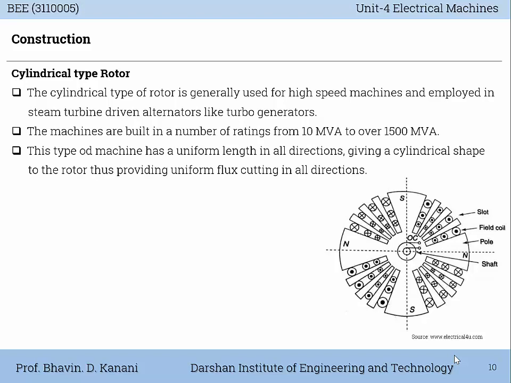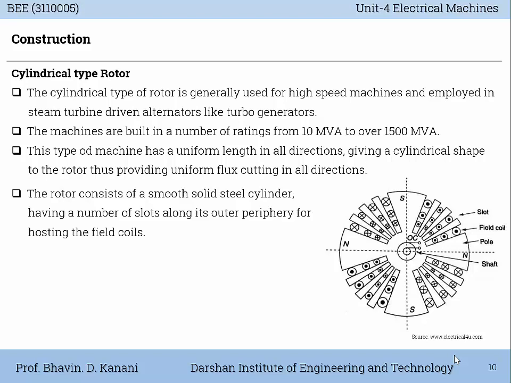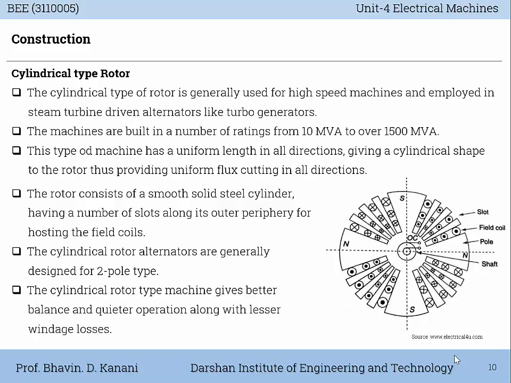This type of machine has a uniform length in all directions, giving a cylindrical shape to the rotor, thus providing uniform flux cutting in all directions. The rotor consists of a smooth solid steel cylinder having a number of slots along its outer periphery for hosting the field coils. The cylindrical rotor alternators are generally designed for two pole types. The cylindrical rotor type machine gives better balance and quieter operation along with lesser windage losses.